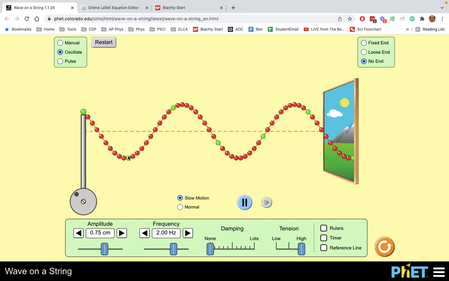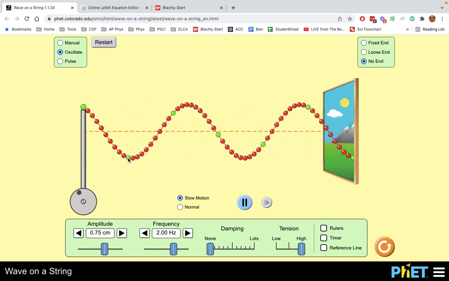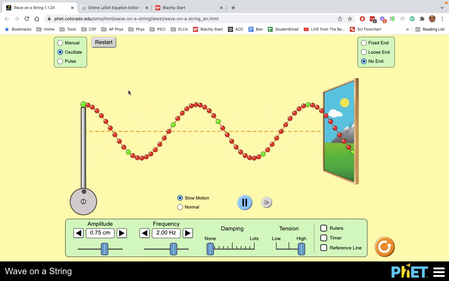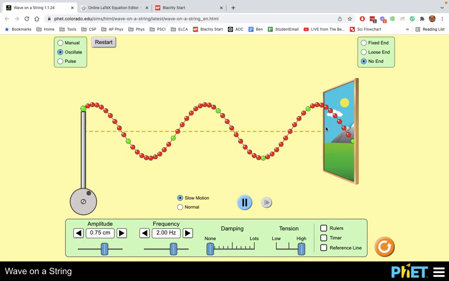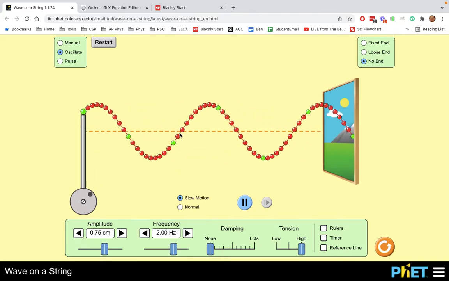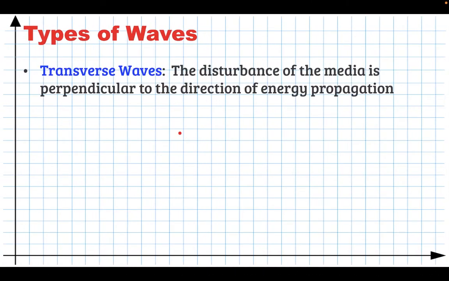So you can tell this green ball is actually moving up and down, which is in a direction that is perpendicular to the left-right motion of the wave. So we call this a transverse wave. So a transverse wave is when the disturbance in the medium is perpendicular to the direction of the energy. Okay? So the media moves up and down while the energy is moving to the left or to the right.